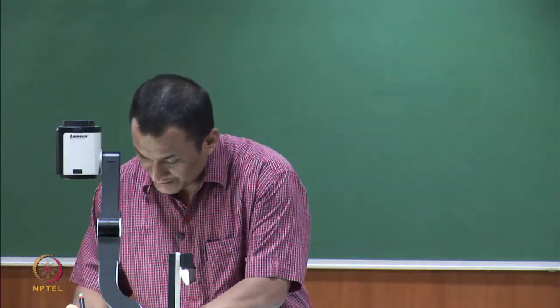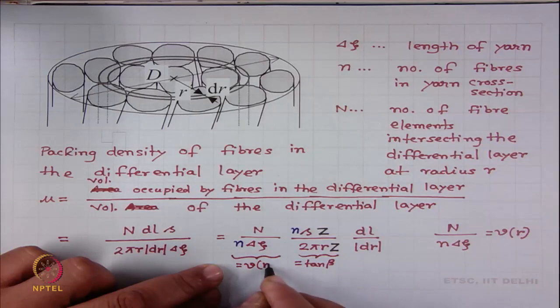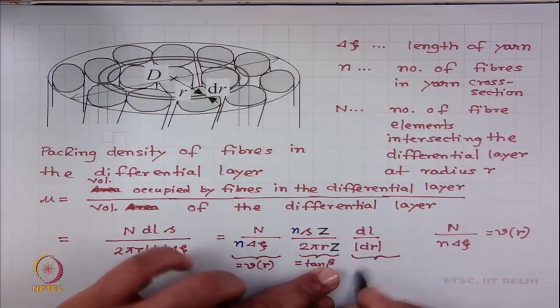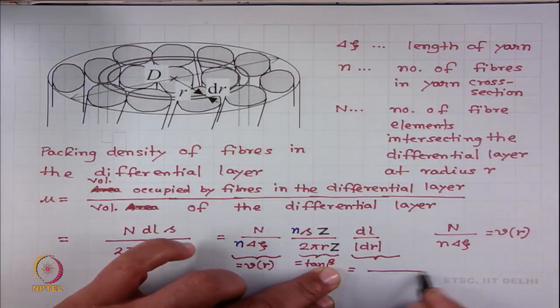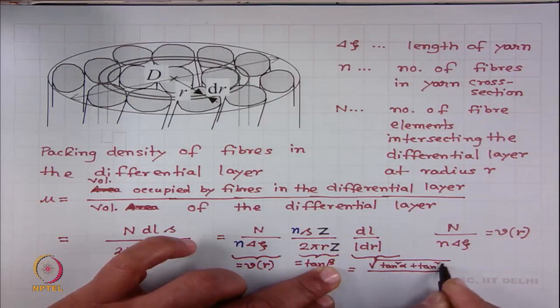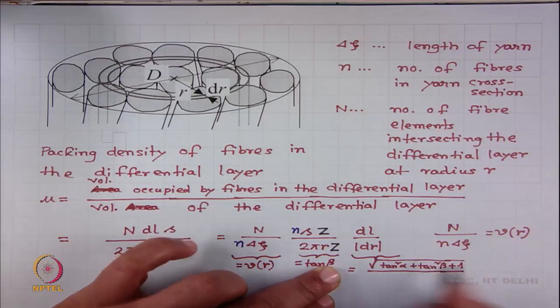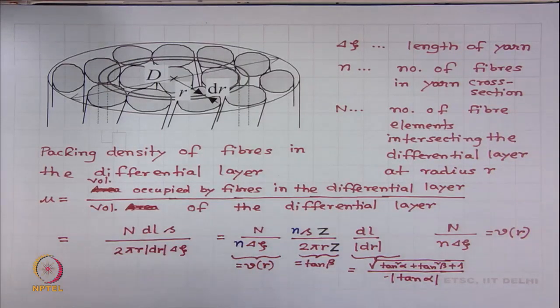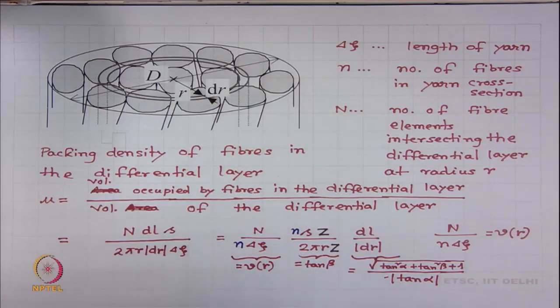So, this we will substitute by nu of r, right? And what is your dl by dr? dl by dr we have already derived: square root of tan square alpha plus tan square beta plus 1, divided by absolute value of tangent of alpha, right. So, we substitute all these relations to find out another form of mu.